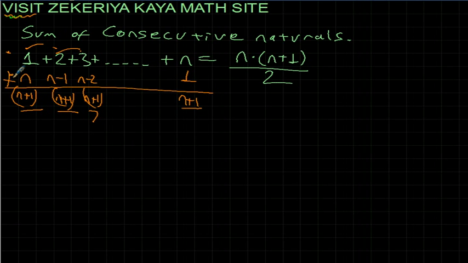Let's solve a simple question about this. 1 plus 2 plus up to 15 is equal to what? Find it. Let's see in which way you are gonna do it.